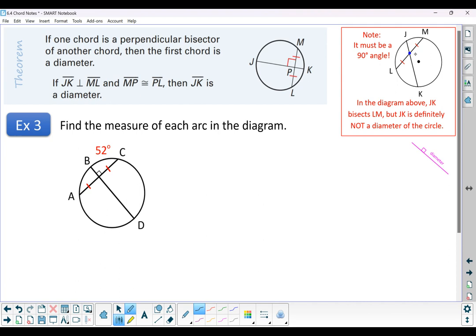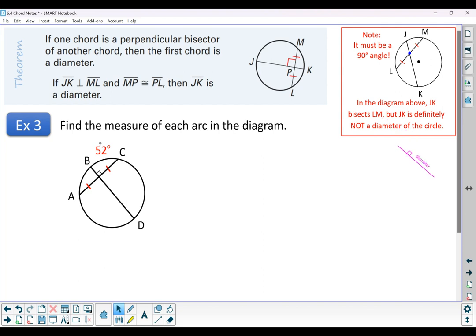So you can see on this diagram I have to the right, this is not a 90-degree angle right here. If it's not a 90-degree angle, it's definitely not a diameter of the circle. And I'm going to drag this diameter over. You can see that if it was a 90-degree angle right there, so I've got that little 90 marked, it goes right through the center.